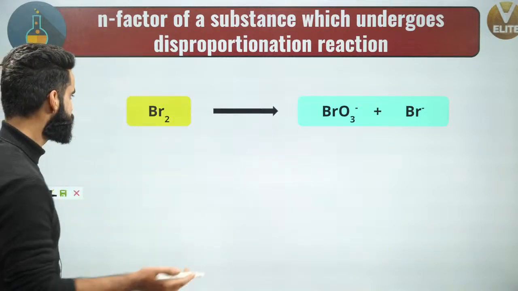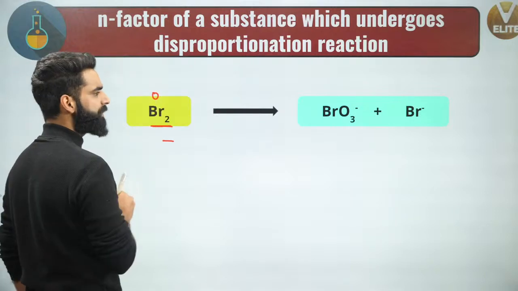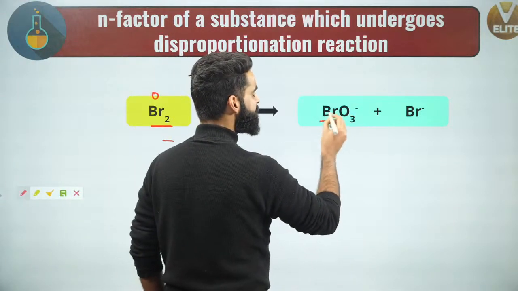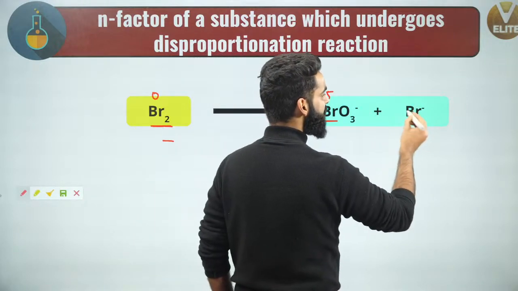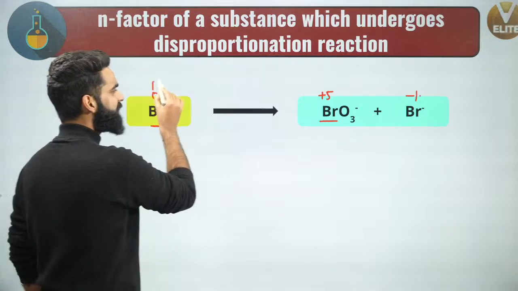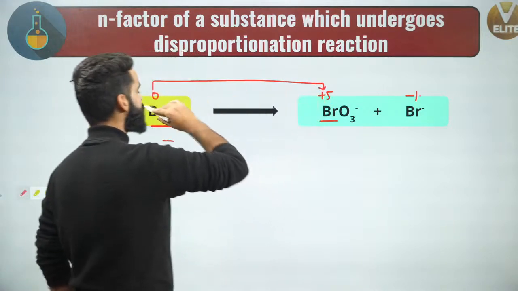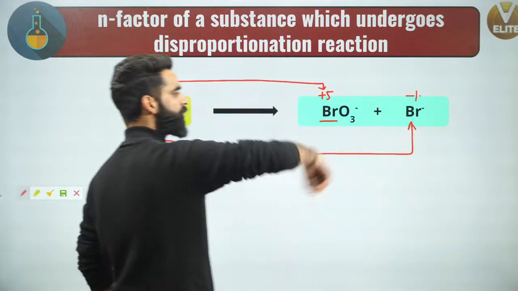See, guys. If I'll ask you what is the oxidation state of this Br right here, it's going to be 0. What about the oxidation state of this Br right here? BrO3 negative, so it's going to be plus 5. What about the oxidation state of this Br right here? It is Br negative, so minus 1. Yes. So oxidation state of Br in this part is increasing from 0 to plus 5. Oxidation state of Br in this part is decreasing from 0 to minus 1.